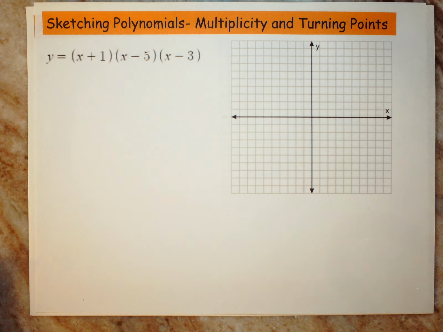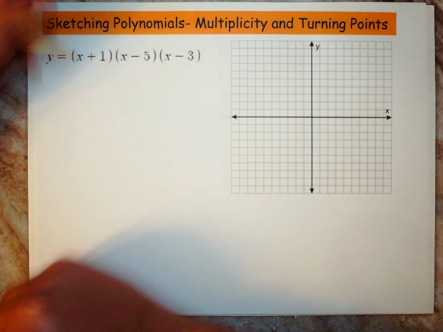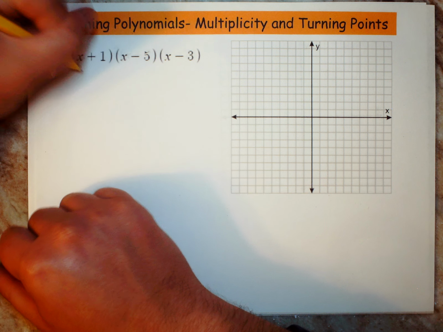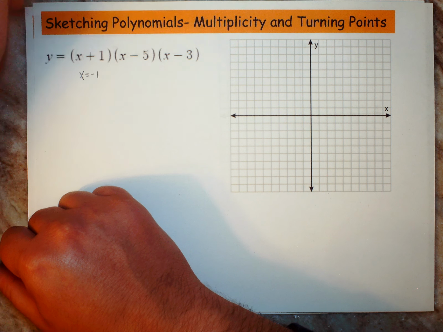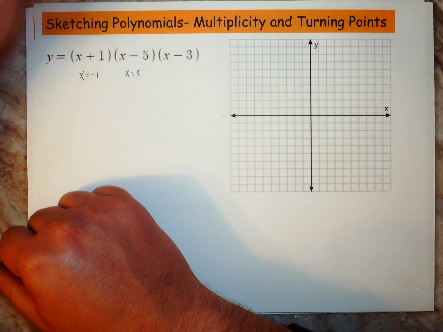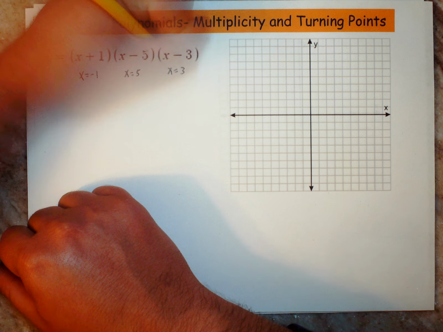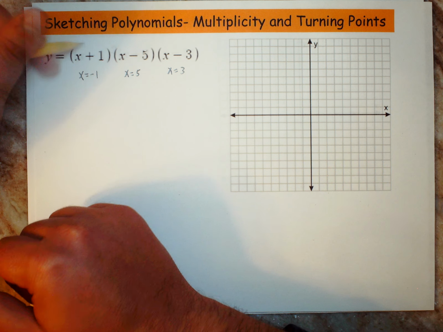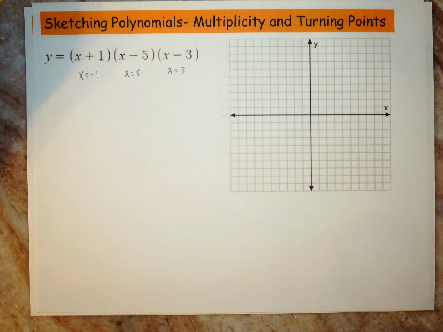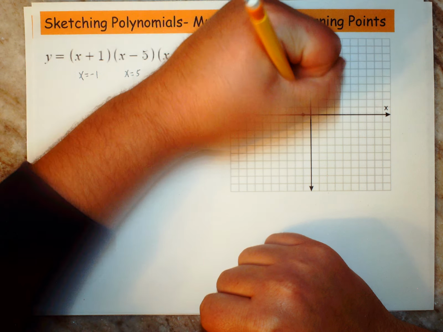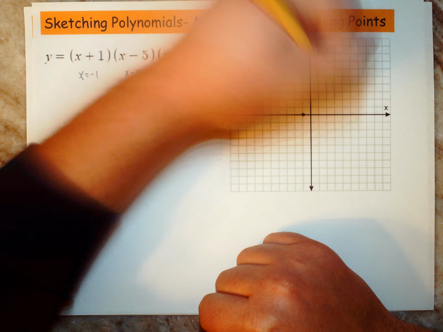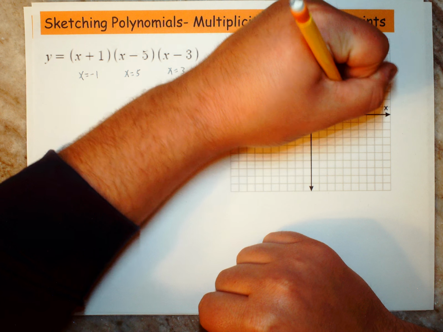All right, so we're going to do a rough sketch of the given polynomial. It is written in factored form. That tells me there are x-intercepts at x equals -1, x equals 5, and x equals 3. I got those numbers by setting each factor equal to 0 and solving for x. So now I'm going to put dots at -1, 3, and 5.